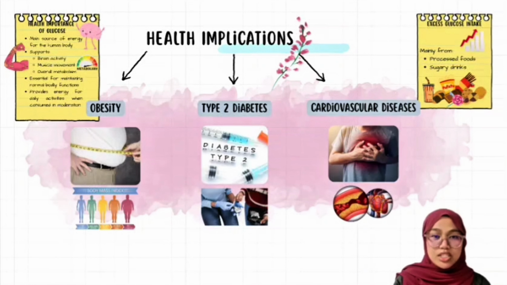Glucose is the main source of energy for the human body. It supports essential functions such as brain activity, muscle movement, and overall metabolism. When consumed in appropriate amounts, glucose helps maintain normal bodily functions and provides energy needed for daily activities. However, excessive intake of glucose, especially from processed foods and sugary drinks, can lead to serious health problems. High blood glucose levels increase the risk of obesity, type 2 diabetes, and cardiovascular diseases, mainly due to insulin resistance. This issue is not only a local concern, but also a global health challenge.